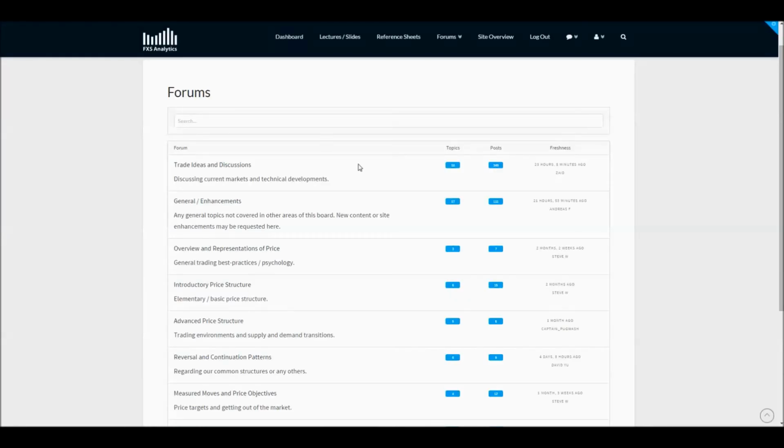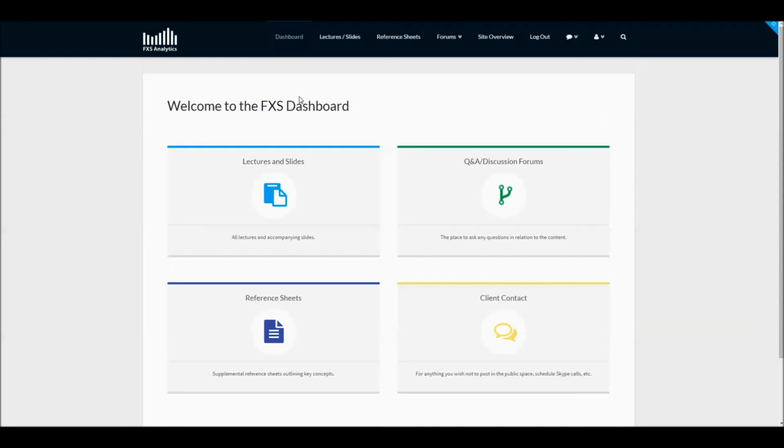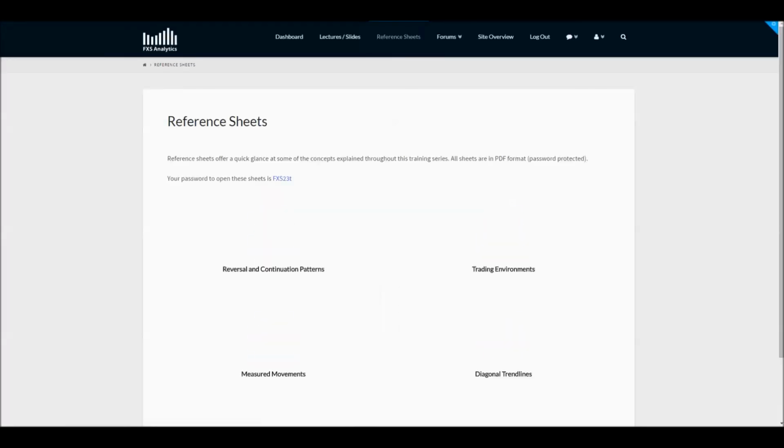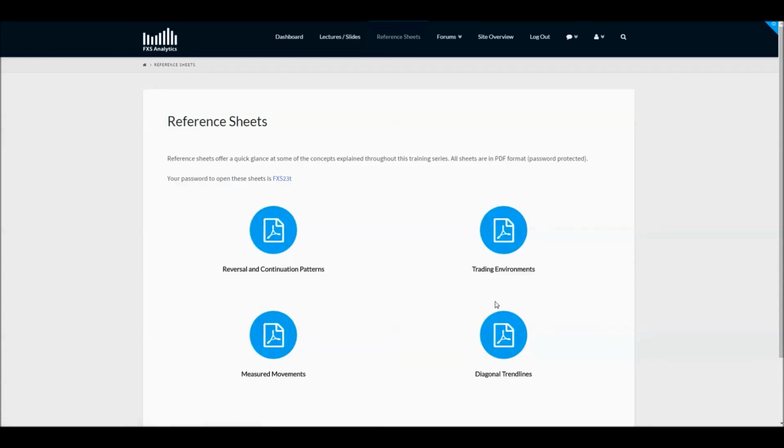Okay, discussion forums, we talked about that. I think there's a lot of opportunity here, but it's a little sparse at this point. Reference sheets, this part, some people might find it useful. I didn't find it that worthwhile or that meaningful. Basically, it's just notes that you can get on trading, a little cheat sheet of sorts, key concepts that are presented throughout the course. Right, so here we go. Reversal and continuation patterns, trading environments, sort of a Cliff Notes way of seeing it.